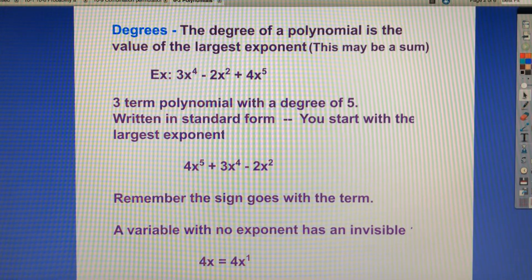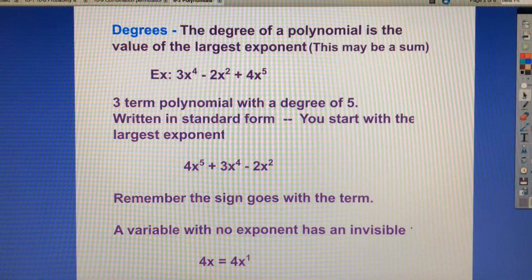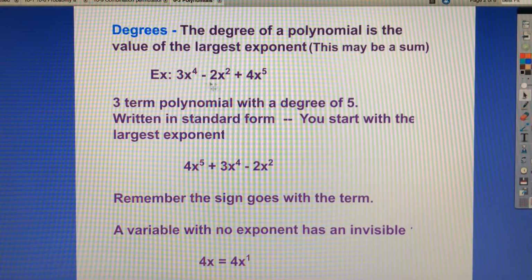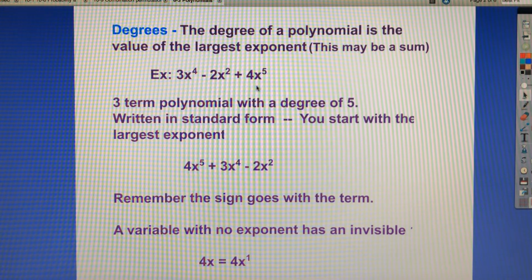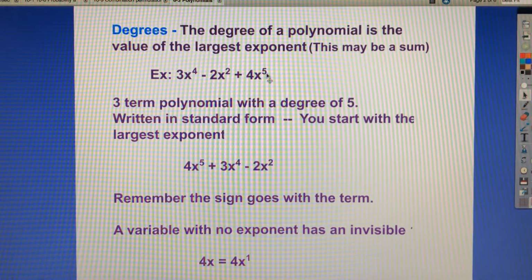Degrees. The degree of a polynomial is the value of the largest exponent. And this could be a sum of exponents within the term. I have an exponent of 4, a 2, and a 5. This is a three-term polynomial with a degree of 5 because that is the largest exponent.